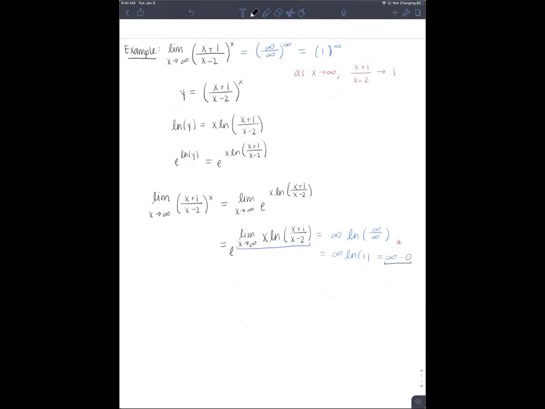And so here, I'm just going to focus on the limit, and I'll bring the e back in later because I just don't want to keep writing it. So x ln of x plus 1 over x minus 2. What is the first step? So when I have the infinity times 0 indeterminate form, what do I do? I take one of my functions, and what do I do with it?